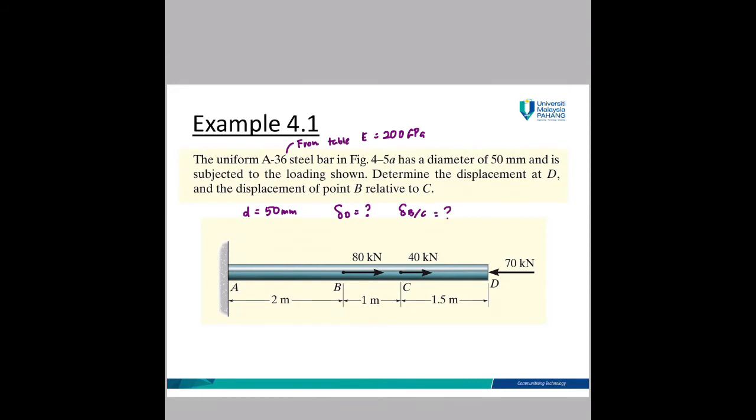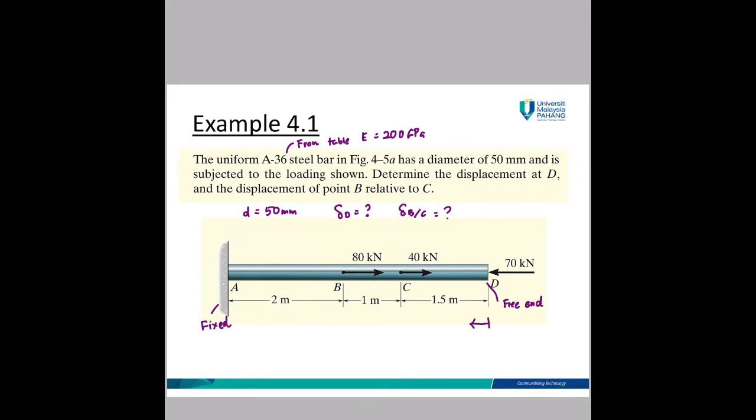Here A is fixed, at B you have an 80 kN applied load, at C a 40 kN applied load, and at D a 70 kN applied load. A is fixed, so you need to start from the free end. You cannot start from the support point. You need to start from the free end. This is the free end, and this is the fixed support.